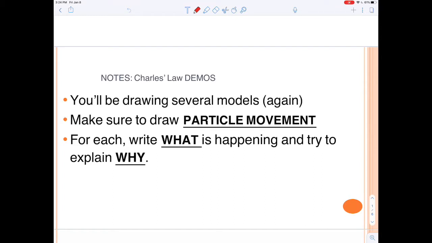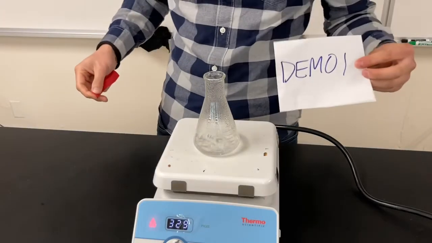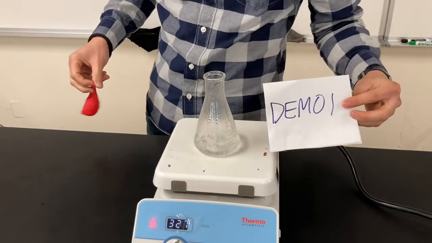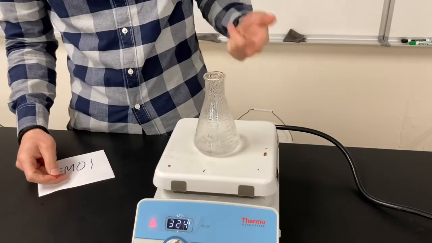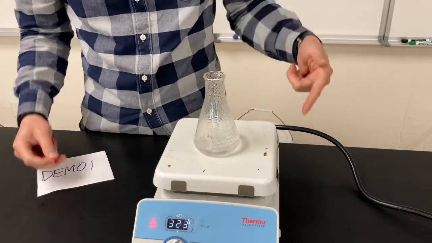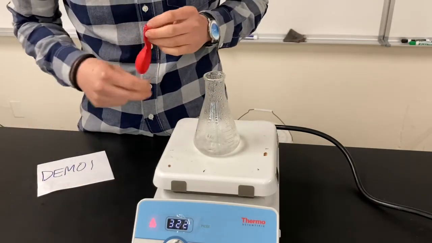So if you pay attention to the video, I explain why a little bit. But we're paying attention to two things today. We're looking at temperature, and we're looking at volume. Okay, so if you can use those words in your explanation, that would be awesome. So this is demo 1. We are looking at an Erlenmeyer flask with some water in it, and I've placed it on a hot plate.